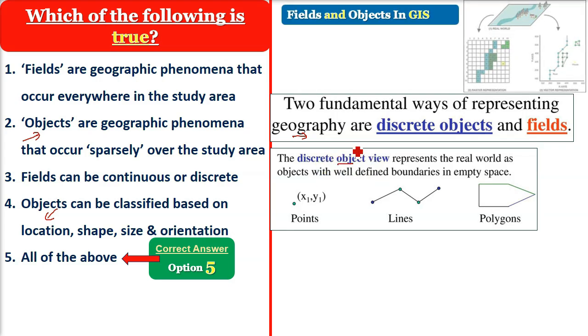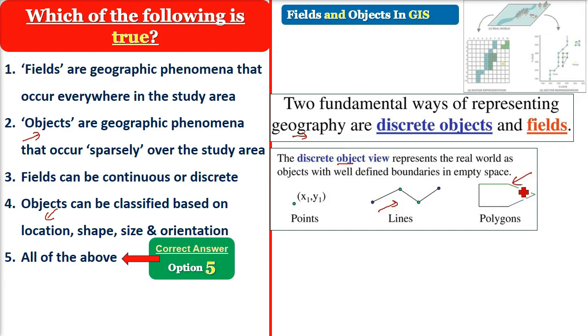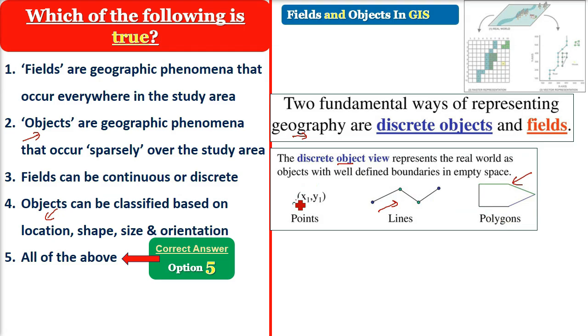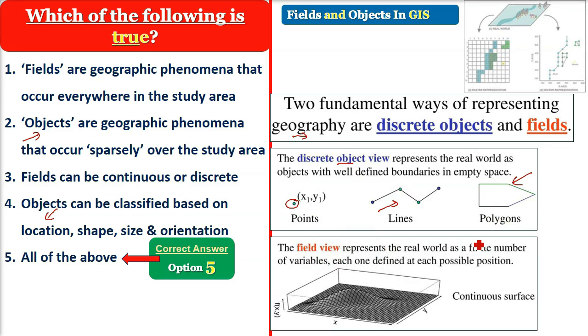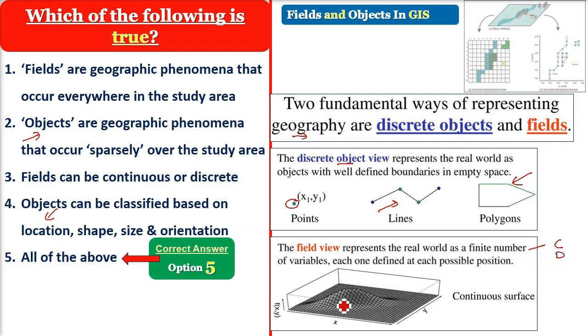Fields are the geographic phenomena that occur everywhere in the study area. Objects are geographic phenomena that occur sparsely over the study area, and they are the man-made things. Fields are generally for the geographic phenomena that occur everywhere. It happens naturally. Fields can be continuous and discrete. Objects will always be discrete only. Objects can be classified based on location, shape, size and orientation.